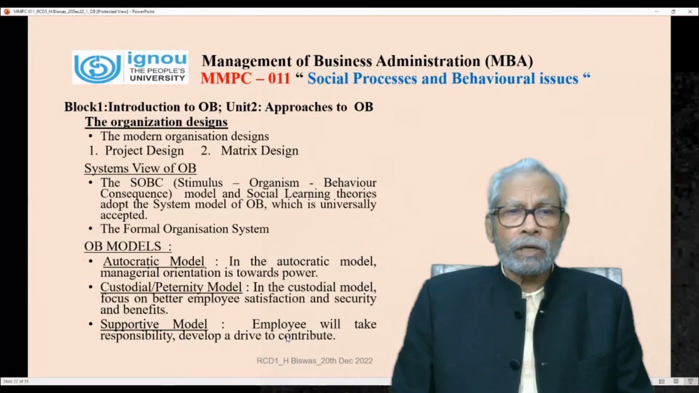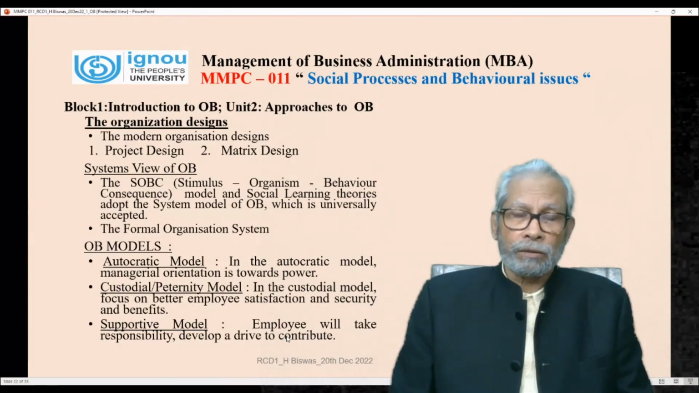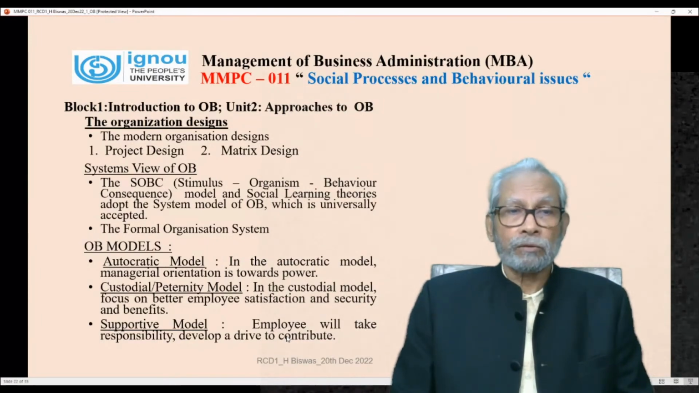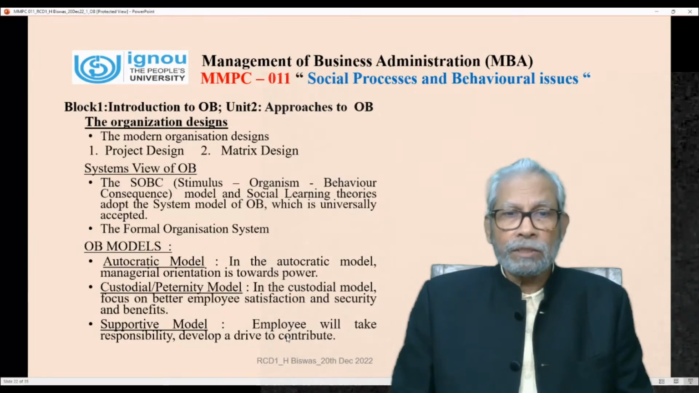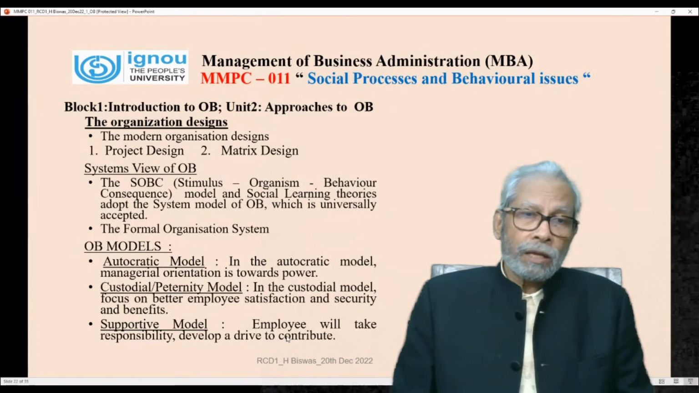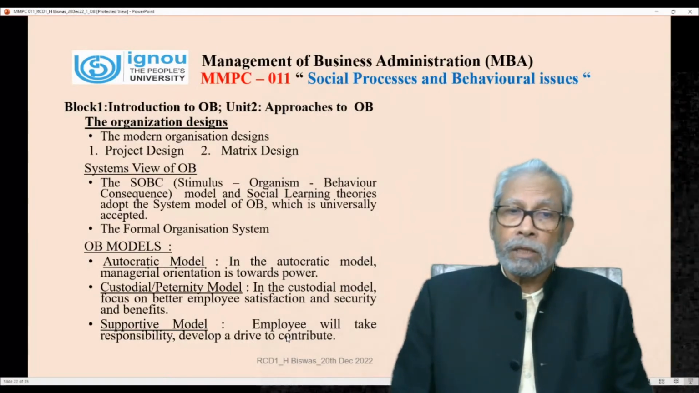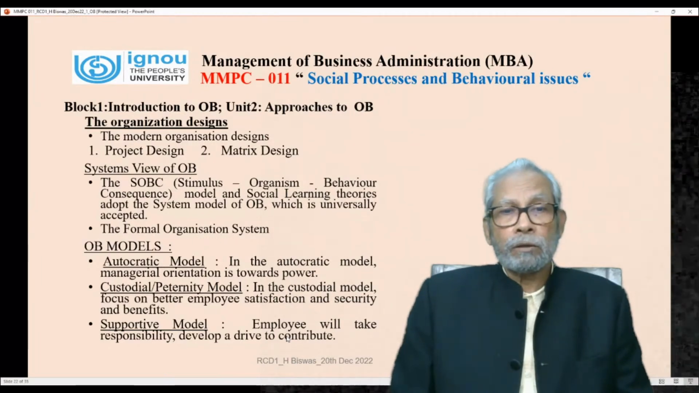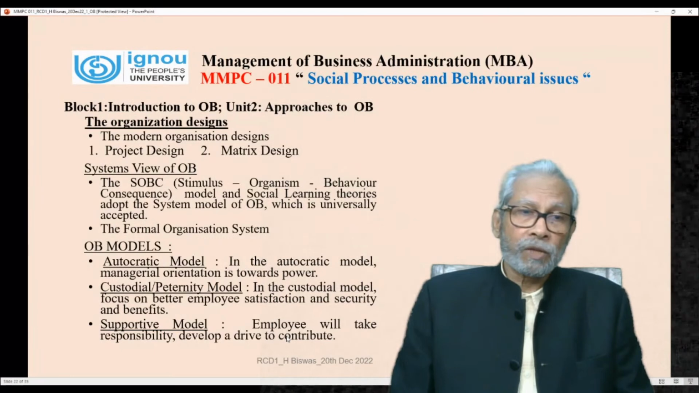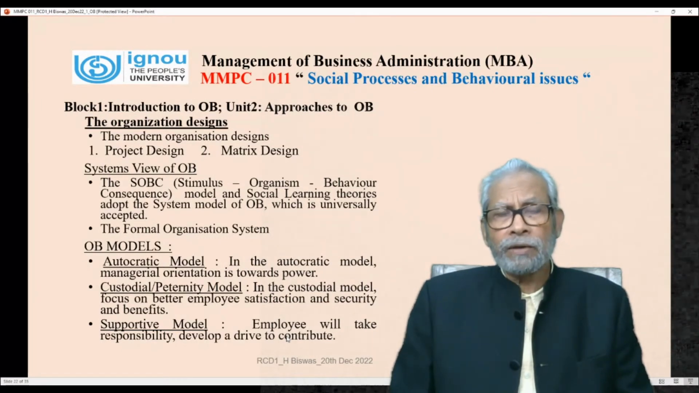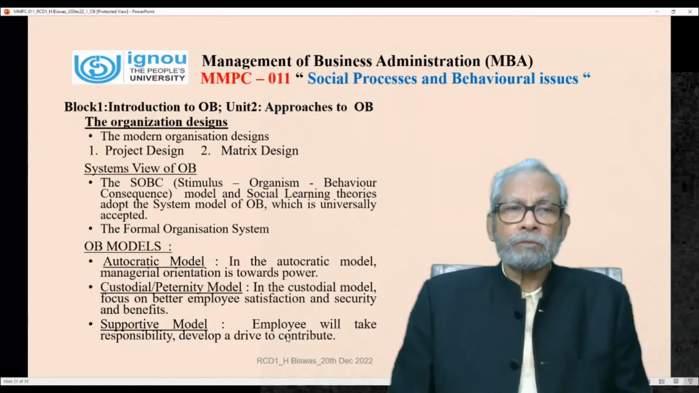The custodial or paternal model is better, because the custodial model focuses on employee satisfaction, security, and benefits. For example, as parents in the family, the father or mother looks after their future, their growth, their education, their food. Everything is in their mind, and accordingly in organizations also it should be seen. The employees should be happy, their pay package should be good, their career growth should be there, and they should have all the benefits. Finally, security is also very important. So this is another model, and I think it's the best model nowadays.